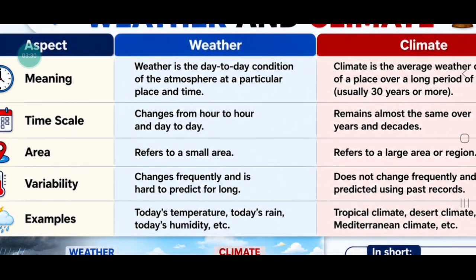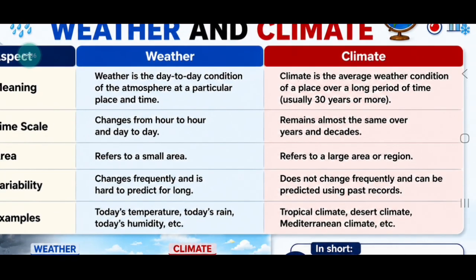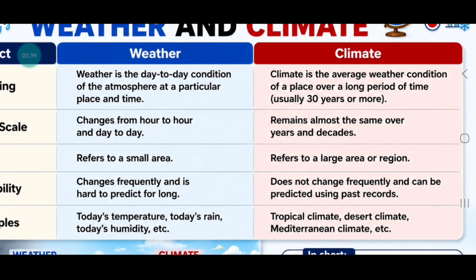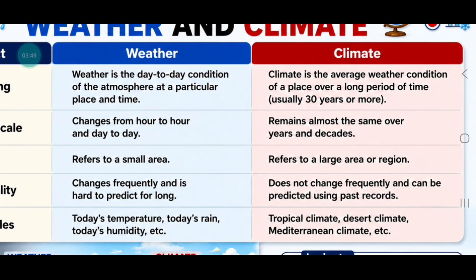Fine. So weather is day-to-day condition. You need to understand weather is an atmospheric condition and climate is also an atmospheric condition. Both are atmospheric conditions. But there are some differences. Weather is the day-to-day condition of the atmosphere at a particular place and time. In a day, sometimes you find it cloudy, then rainy, then sunny, and then stormy. So this is a day-to-day condition. Time to time it keeps changing.